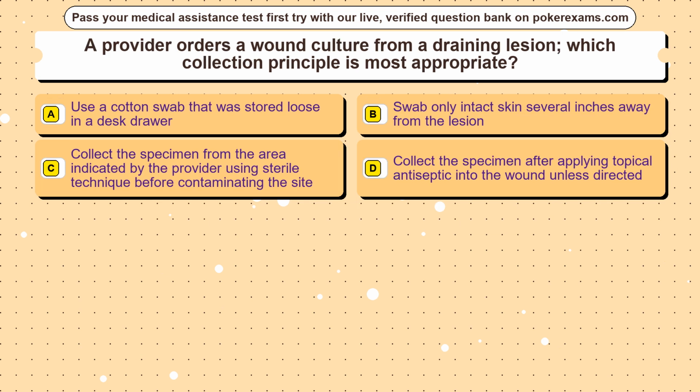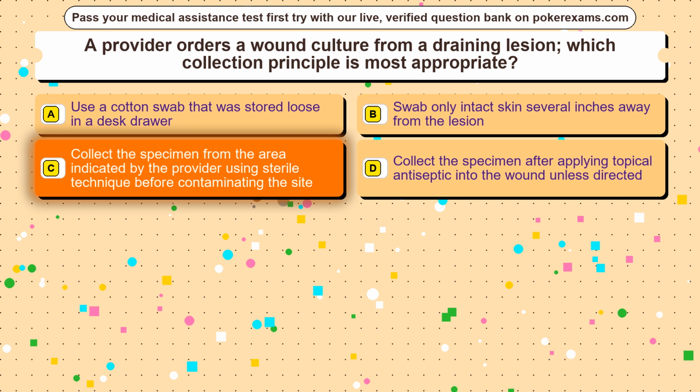Question 56. A provider orders a wound culture from a draining lesion. Which collection principle is most appropriate? Option A, use a cotton swab that was stored loose in a desk drawer. Option B, swab only intact skin several inches away from the lesion. Option C, collect the specimen from the area indicated by the provider using sterile technique before contaminating the site. Option D, collect the specimen after applying topical antiseptic into the wound unless directed.